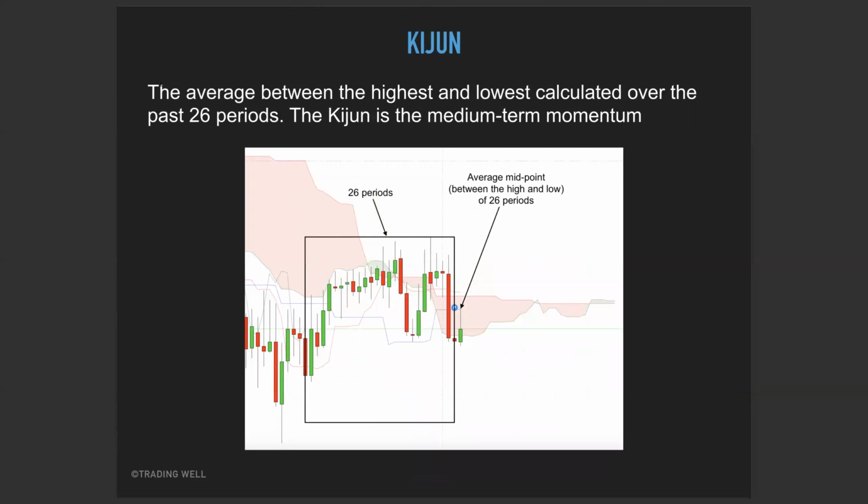The Kijun is the average between the highest and lowest calculated over the past 26 periods. The Kijun is the medium-term momentum. So, from the actual candlestick we take the 26 periods before, the highest point and the lowest, here under this square, and the average, the midpoint, gives us the Kijun.